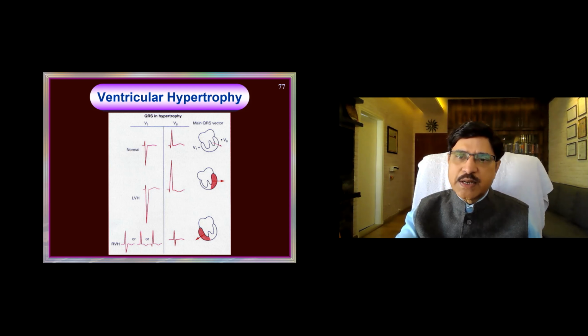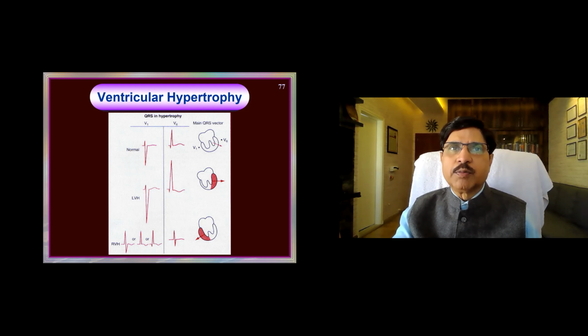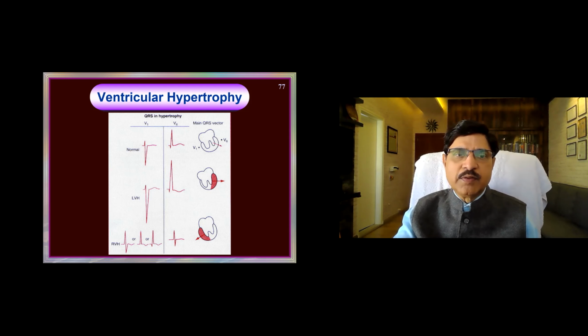When the RS ratio in V1 is greater than 1. Normally the R is almost not there, very small. The RS ratio will be nearing 0.1 or something like that. If it is more than 1, it signifies posterior myocardial infarction or right ventricular hypertrophy or right bundle branch block. How to differentiate, we will see.